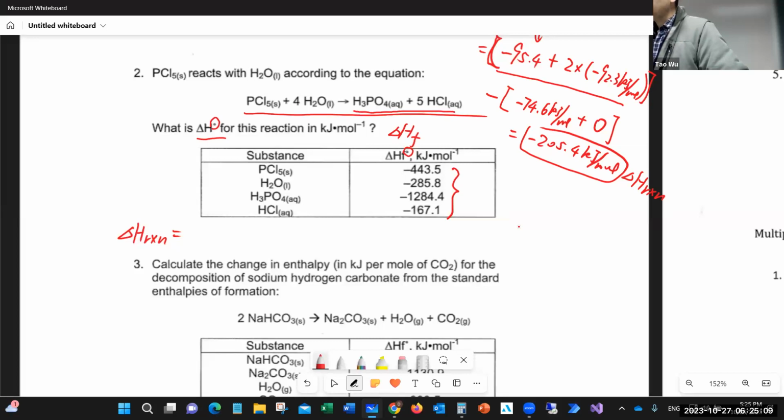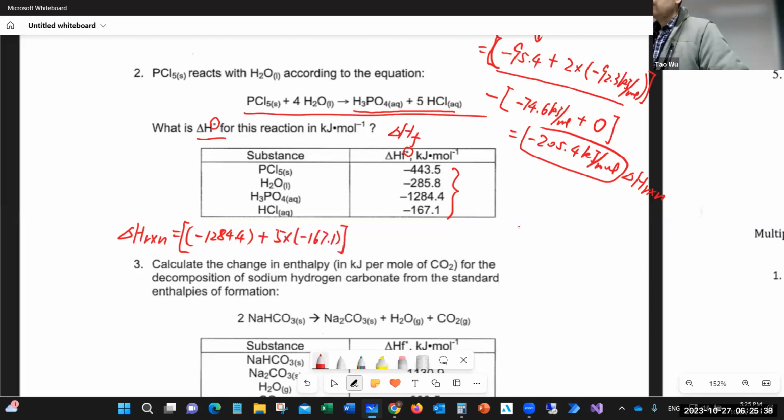We have one H3PO4, that's phosphoric acid, and 5 of the HCl. So now we have phosphoric acid, negative 1284.4. That's phosphoric acid. We have one of this, and a plus. How many for HCl? We have 5 of them. Then times negative 167.1 kilojoule.